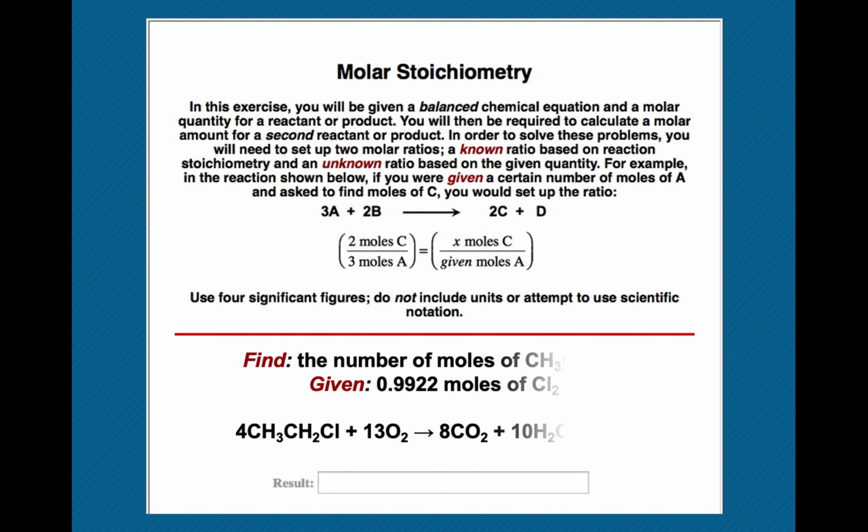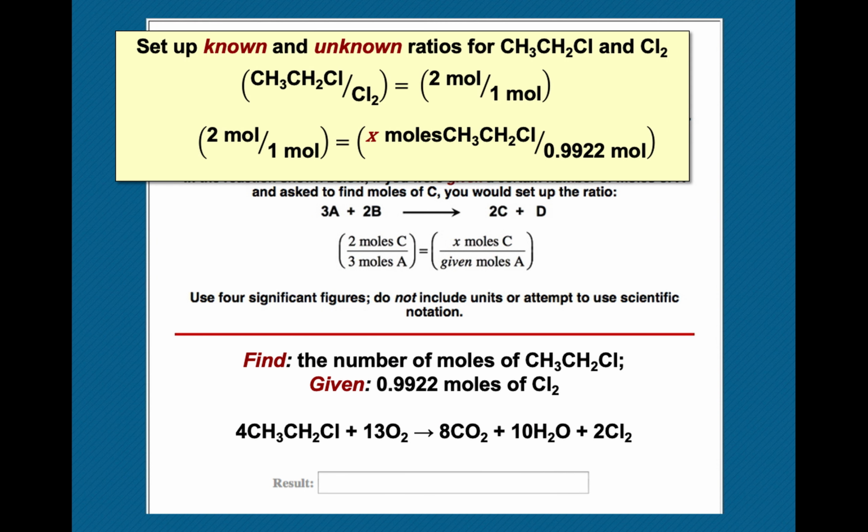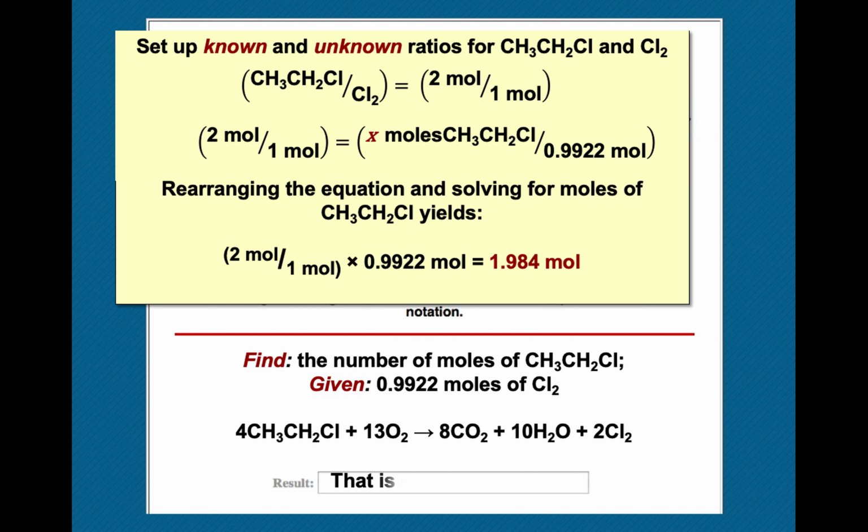Let's do one more. We're linking chloroethane and chlorine. There are 4 chloroethanes and 2 chlorines. Our ratio could be 2 to 1 or 2 to 4. Doesn't matter, same math. Our given is going to be chlorine, so that's going to be in our denominator. 2 to 1 is our ratio. Here's our given. Here's what we're trying to find. 0.9922 times 2 divided by 1, 1.984.